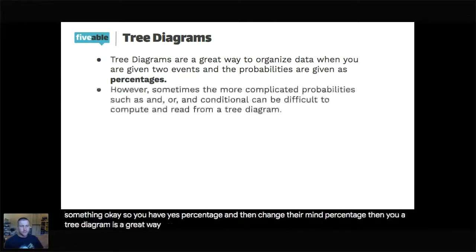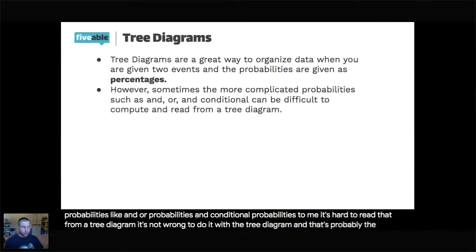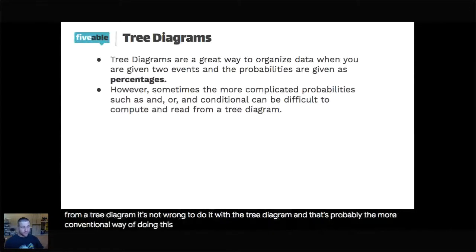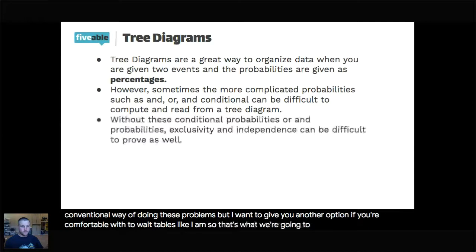However, sometimes whenever you have more complicated probabilities like and, or probabilities and conditional probabilities, to me, it's hard to read that from a tree diagram. It's not wrong to do it with a tree diagram, and that's probably the more conventional way of doing these problems. But I want to give you another option if you're more comfortable with 2-way tables like I am. So that's what we're going to be focused on.